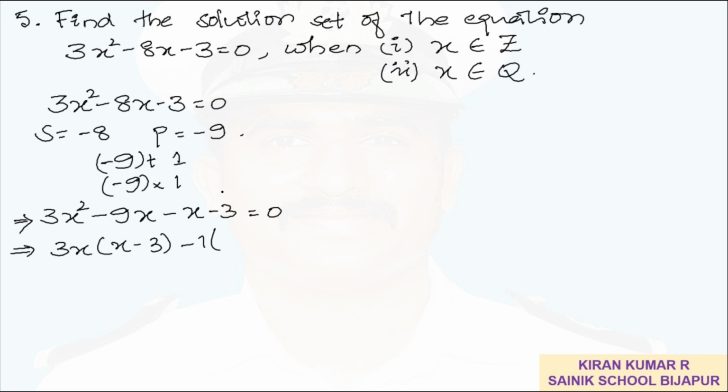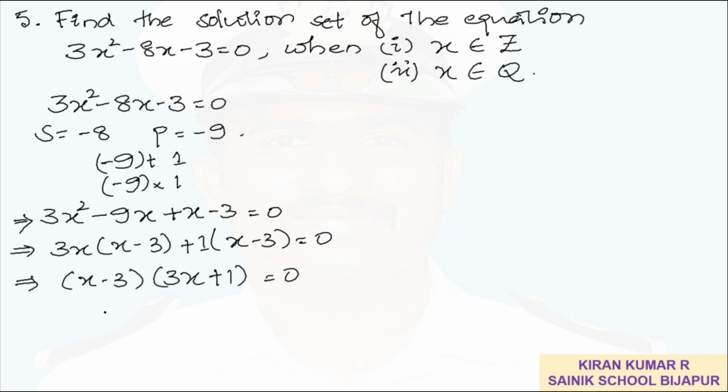Is there any mistake here? Yeah, the mistake is positive x. So I'll take positive 1 common. You'll be getting x minus 3 equal to 0. Now we have x minus 3 common. We'll be left with 3x plus 1 equal to 0. Therefore, the values of x are 3 and negative 1 by 3.